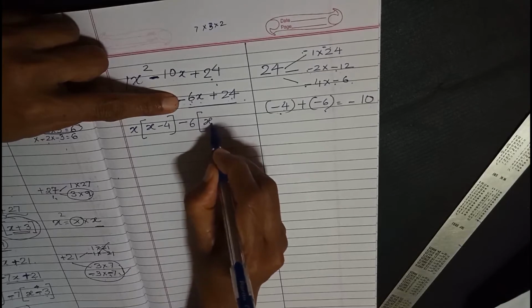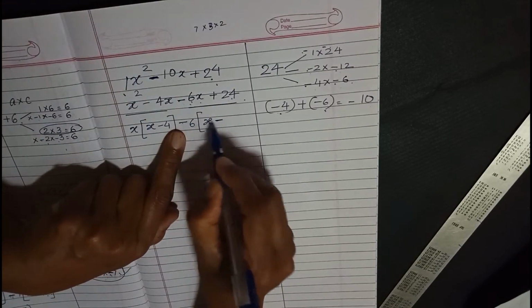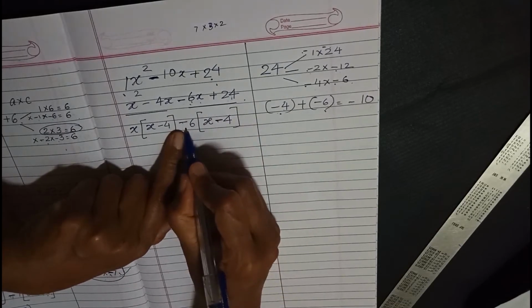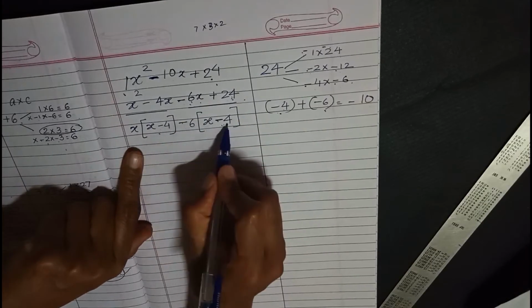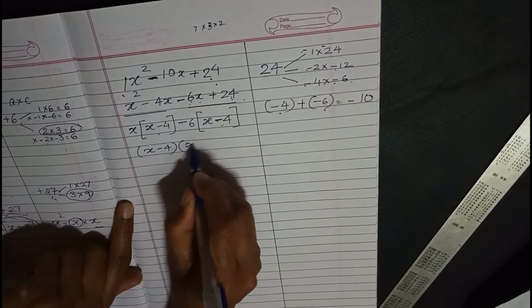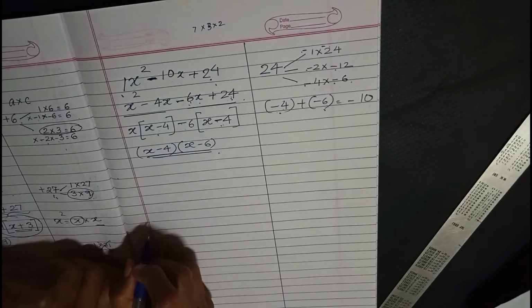What remains from here is x. Now I want a plus here, so I change the sign here. Minus into minus will give me plus. So again x minus 4. So you can see minus 6 into minus 4 is plus 24. Again my two brackets x minus 4 are the same, so I remove it outside. And what remains inside is x minus 6. So this is how I get my two brackets.